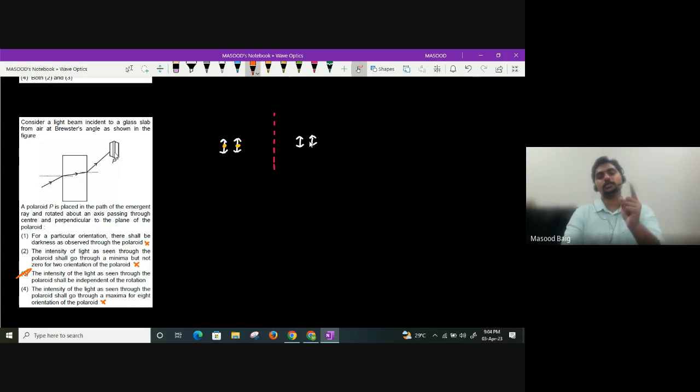So unpolarized light is falling on a Polaroid. However may be the transmission axis, how much intensity will come out of it? If this is I naught, what will be the intensity coming out of it, guys? I naught divided by 2. Clear, all of you? Understood or not?